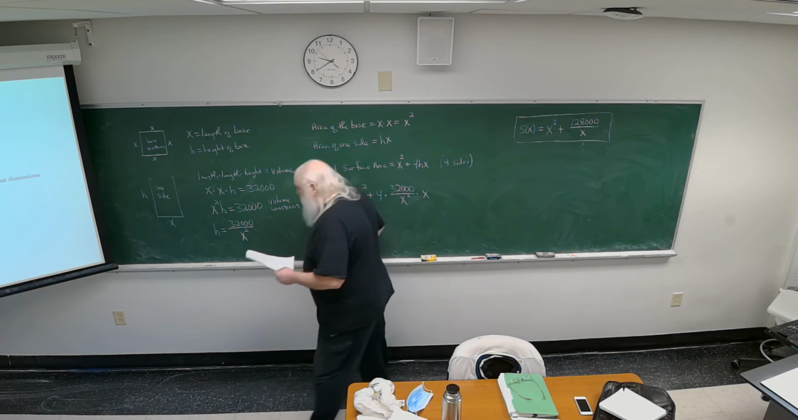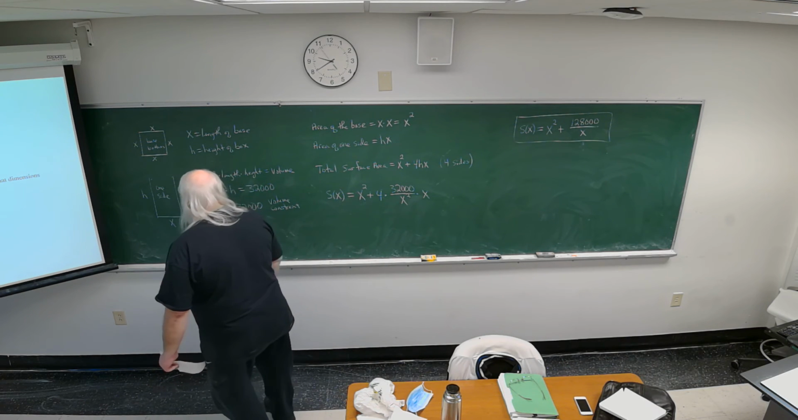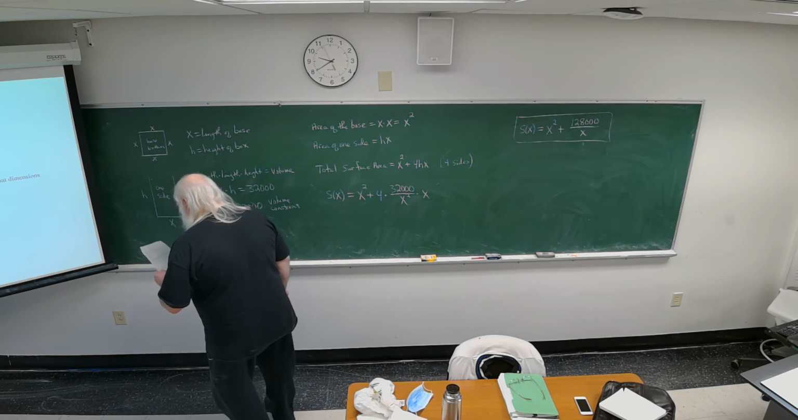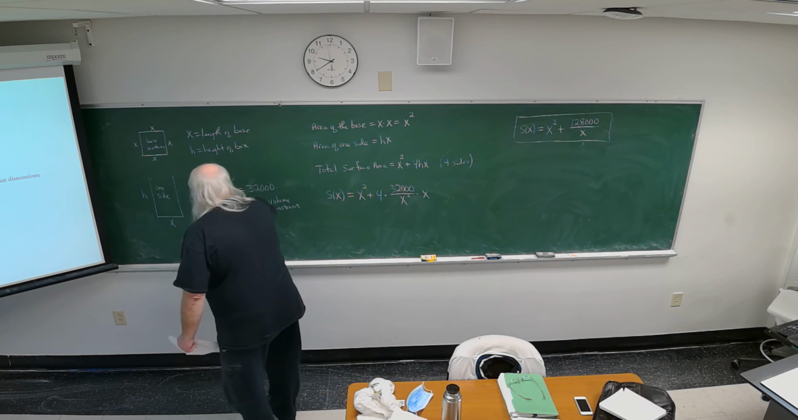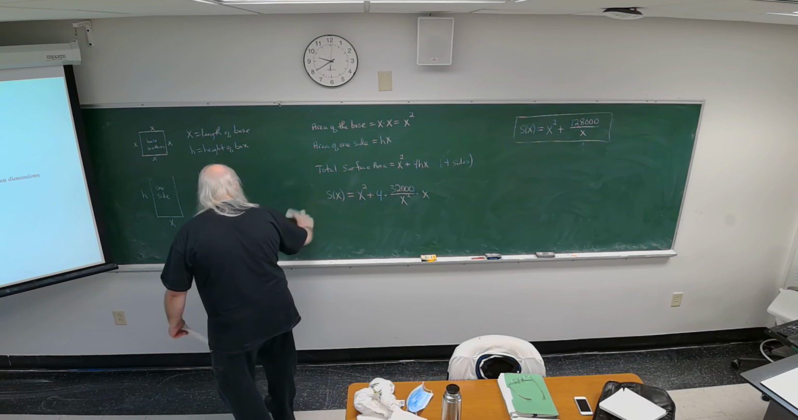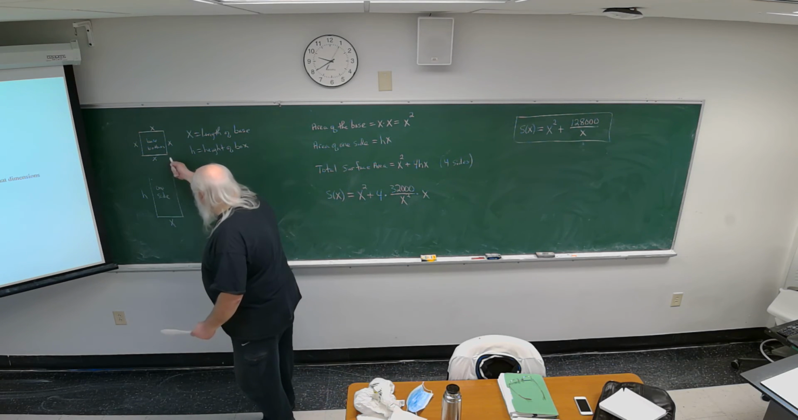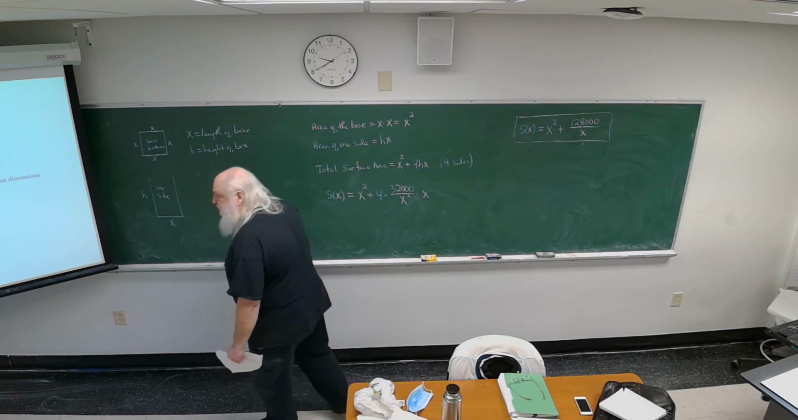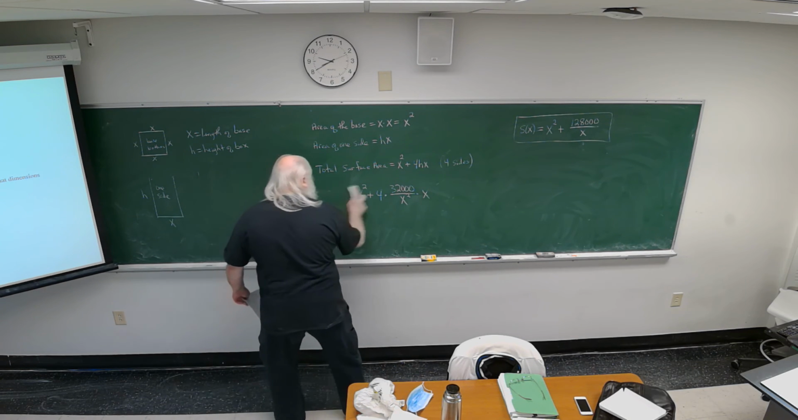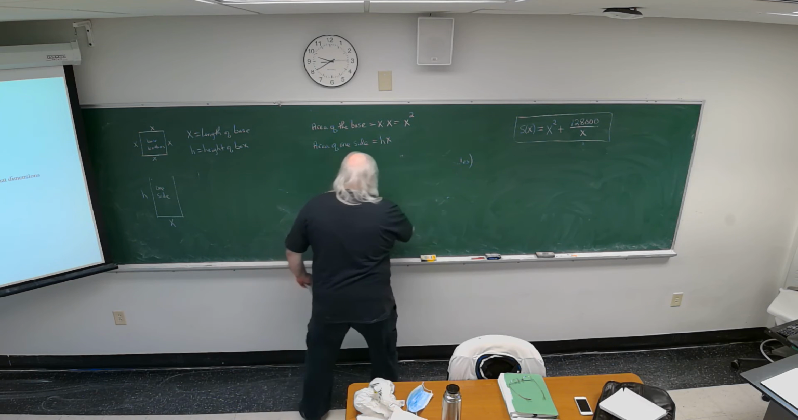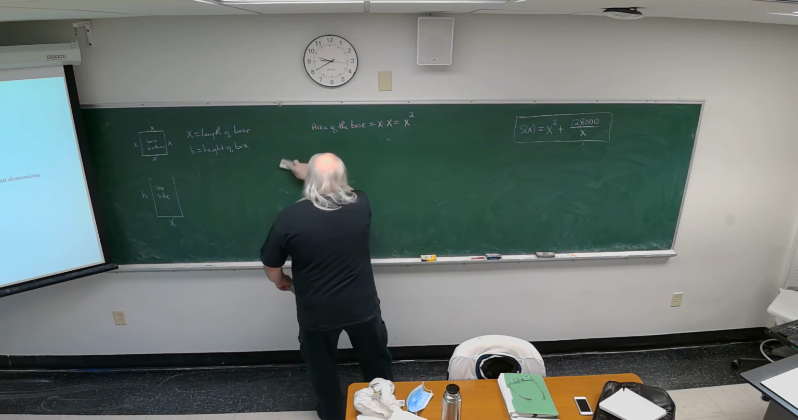So again, we're going to use the same picture over here. Our base is square, right? So x is the length of the base, and h is the height to one side. So our picture is already drawn.